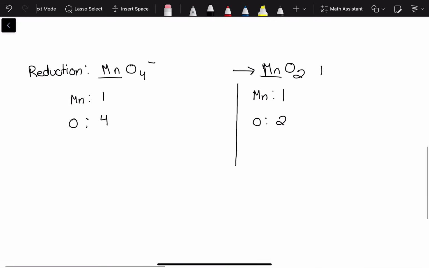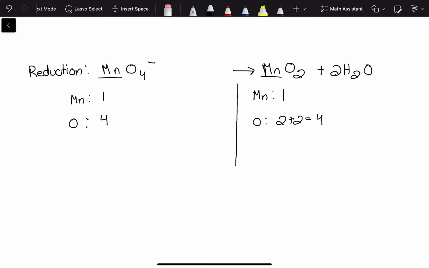Well, we can add H2O to balance out the oxygen. Since we have 4 on this side, we need to also have 4 oxygen on this side, and we right now have 2. So we can add 2 H2O. So we have 2 oxygen here plus 2 oxygen here. Right? So now overall oxygen is 4, which is equal to the other side.